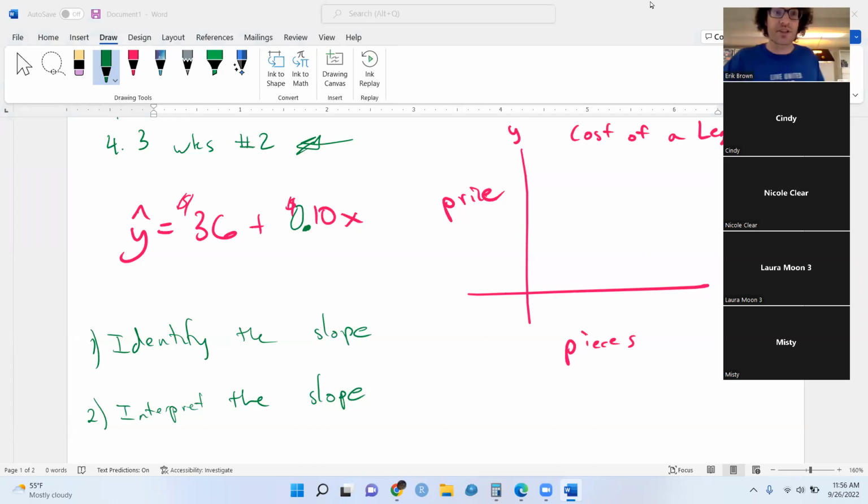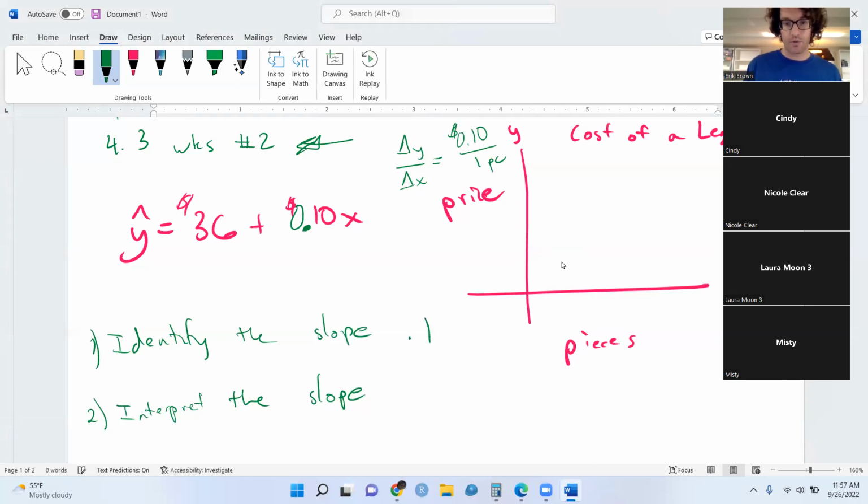Okay, y'all want to type your sentence in chat? Or actually type in your slope or say your slope. What is the slope? 10 cents or 10x. Nailed it. Although, if we keep the units, remember slope is change in y divided by change in x. So it's really a 10-cent increase per one piece. So you're not wrong in saying, hey, the slope is 0.10, but you should think in terms of 10 cents over one piece.